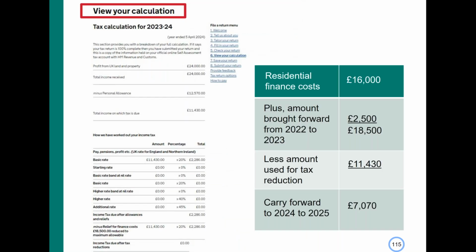When you view your calculation, you'll find the amounts used to calculate the basic rate tax reduction here. In this example, the total residential finance costs are £18,500. That's £16,000 from 2021 to 2022 and £2,500 brought forward from 2022 to 2023. £11,430 is used to work out the basic rate tax reduction. This is the maximum possible without creating an income tax refund. This means £7,070 can be carried forward to 2024 to 2025.